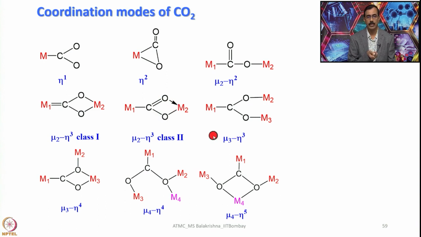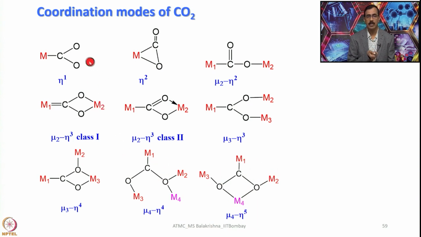One can also see class 2 type where the oxygen lone pair is coming in this fashion, and another type of mu 3 eta 3, all going to different metals, or mu 3 eta 4, or mu 4 eta 4, that means bridging 4 metal ions. Mu 3 means bridging 3 metal ions, mu 2 is bridging 2 metal ions, and here it is linking 4 metal ions, but it shows eta 5 coordination because here eta 2, eta 1, eta 1, eta 1, so eta 5.